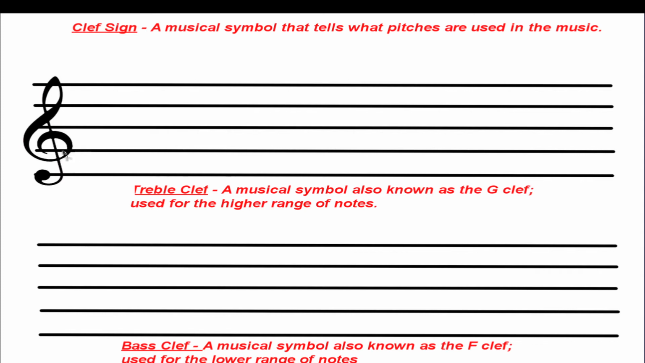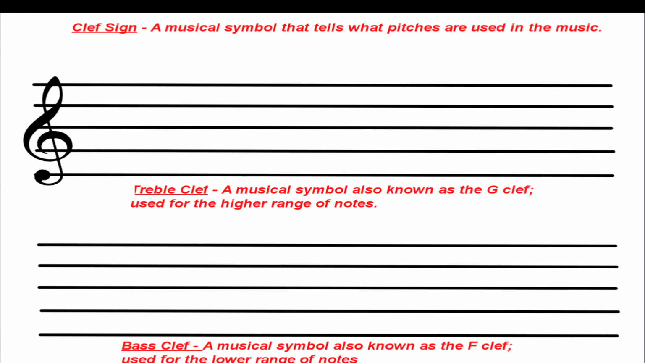It's known as the G clef because this little circle here wraps around the 2nd line when you draw it. And that 2nd line is known as the G line, the letter G, and so this treble clef can also be known as the G clef because it wraps around the 2nd line. So again, the treble clef, it's the musical symbol for the higher range of notes.